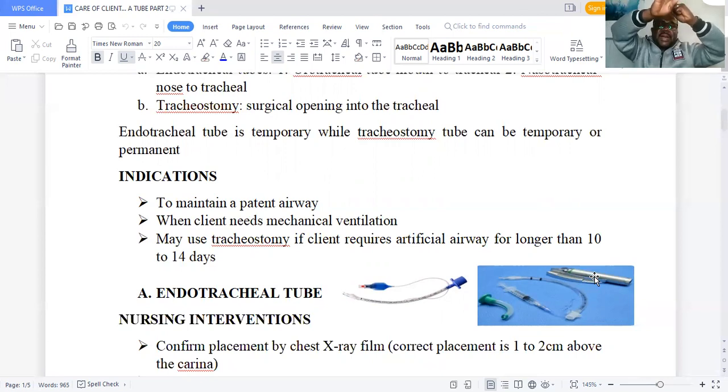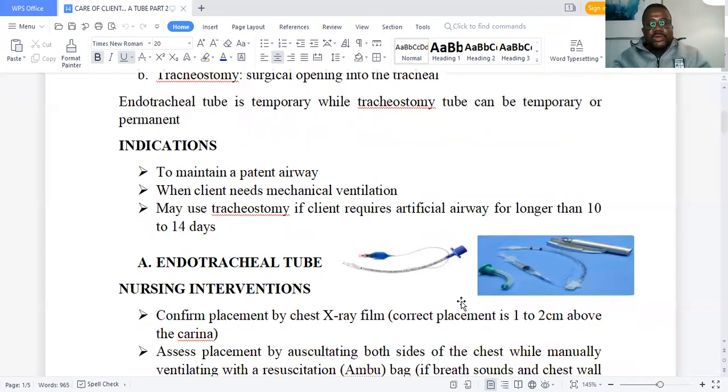Then before you can pass in the airway itself, the endotracheal tube itself, you hold it with your left hand, and then you aim at the trachea. Now that is how they look like. I just want you to be familiar with them, so that we shouldn't be talking on something that you don't even know how they look like, right?